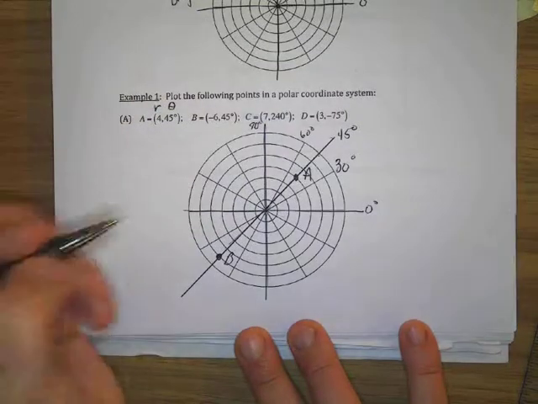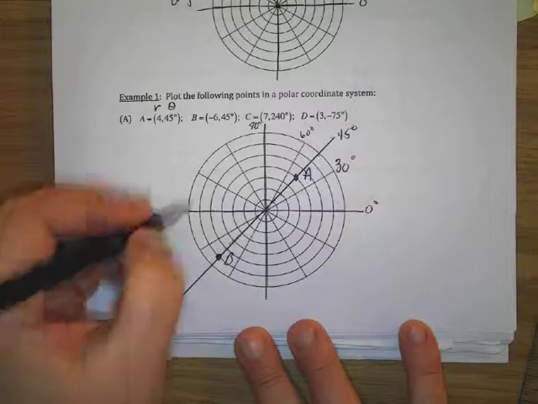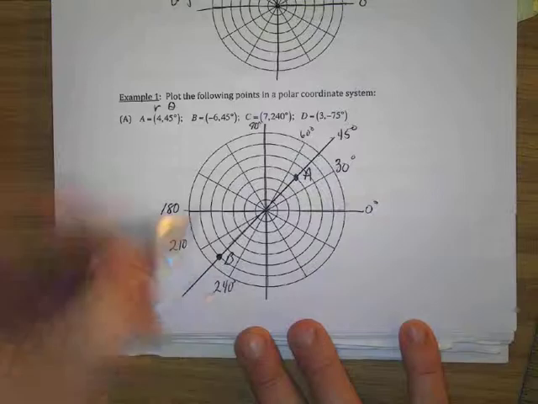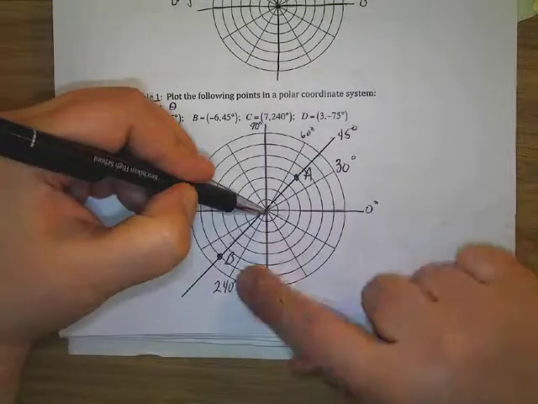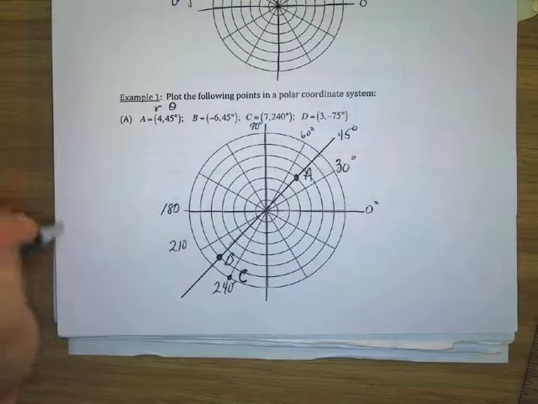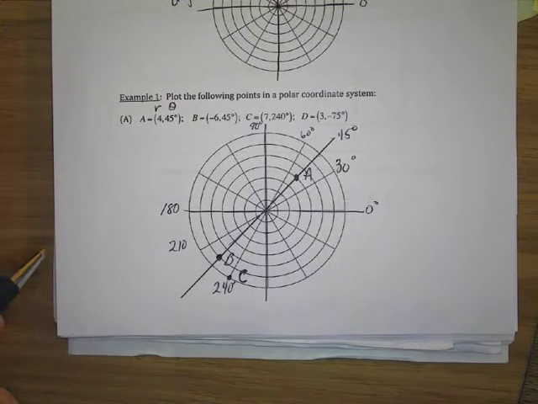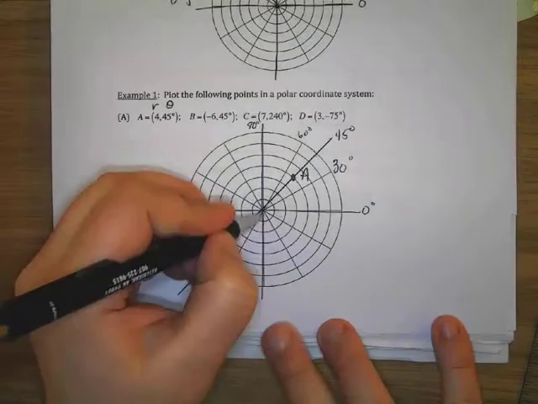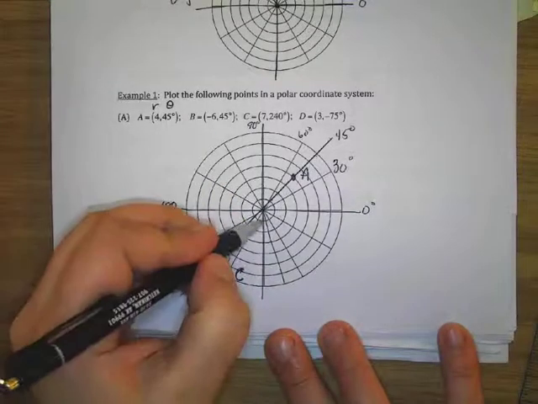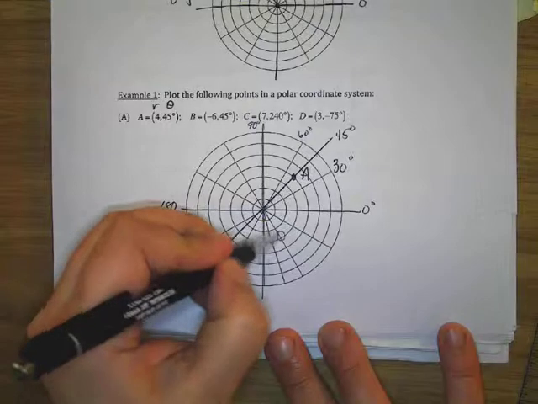And then C is at 7 and 240. So this is 180, this is 210. Here's 240. So start at the origin, go on the 240 line, and count out 7. So it puts us right here. And then D, the theta is negative, so we're going to go back. -75 is like right here. And we got to go out 3. And that's where D is.